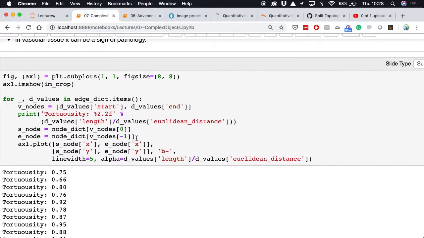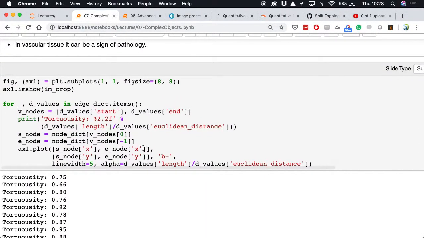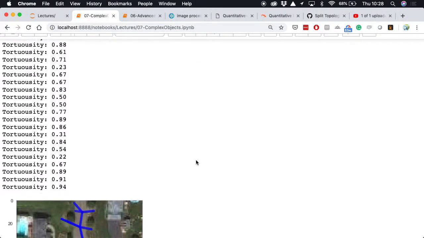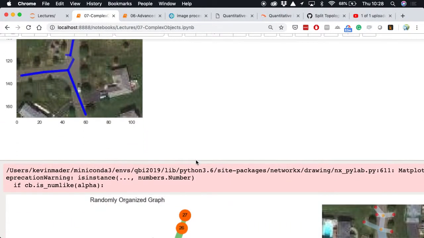And so we can do that once we have the graph by taking each one of the pairs of nodes that are connected, and comparing the length along the graph, so the length in the number of pixels that we have in the skeleton, versus the Euclidean distance between them. And so now we can show this.